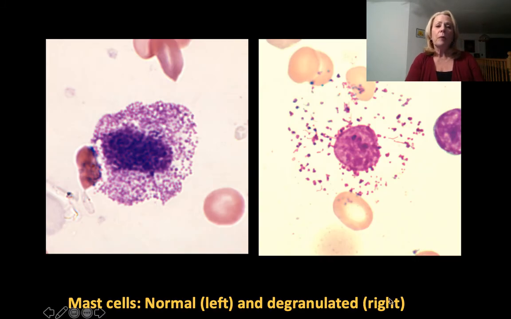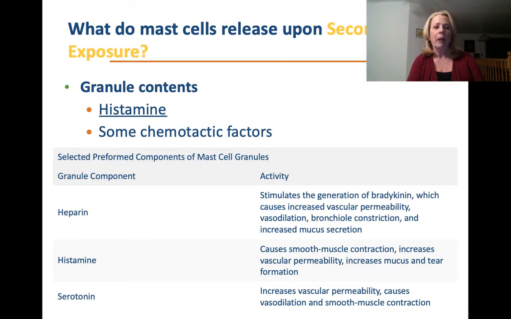So this is just a picture of a normal mast cell, and then you can see the mast cell here degranulating. So what do mast cells release upon second exposure? Histamine is the big one, but we also talked about serotonin and bradykinins. Heparin is going to be stimulating bradykinin release, okay?